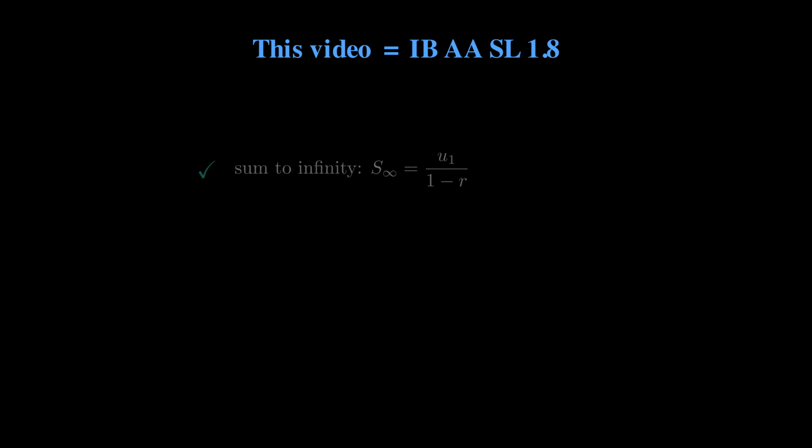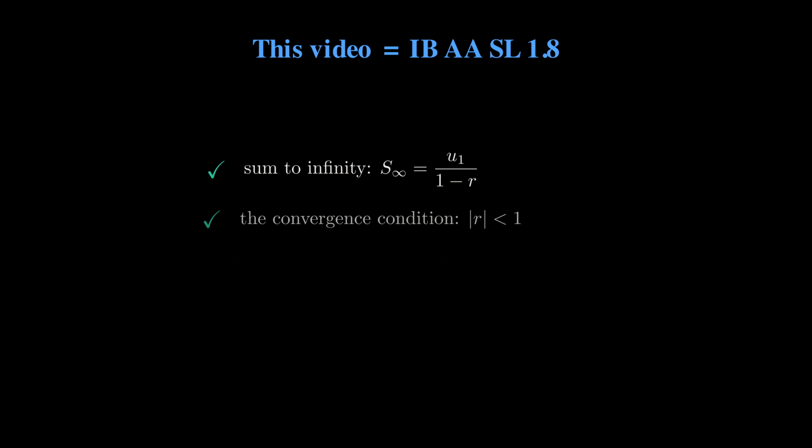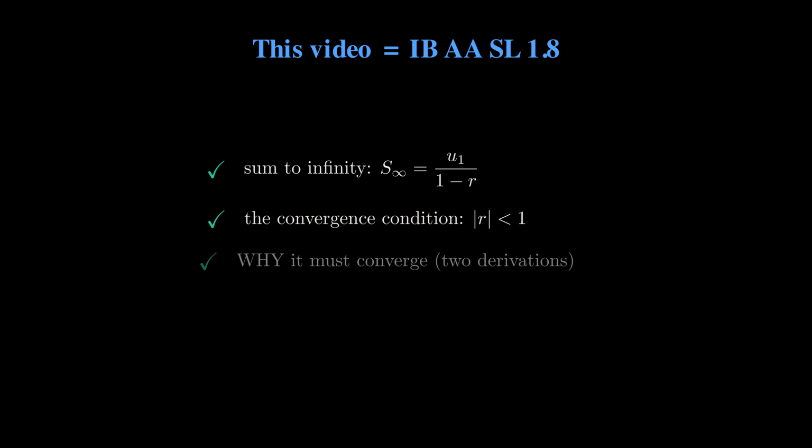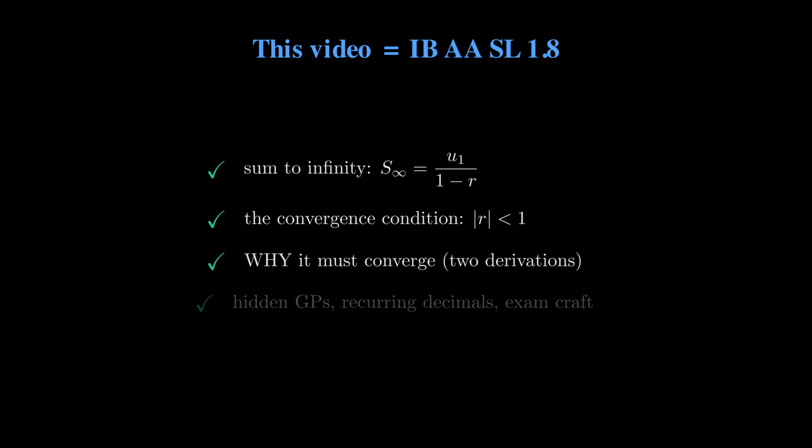Here's exactly what this covers, straight from your syllabus. IB analysis and approaches, Standard level 1.8. The sum to infinity of a geometric series, u1 over 1 minus r. The condition it needs, that the absolute value of r is less than 1. Why that condition is forced on us. And the exam craft, spotting hidden geometric series.